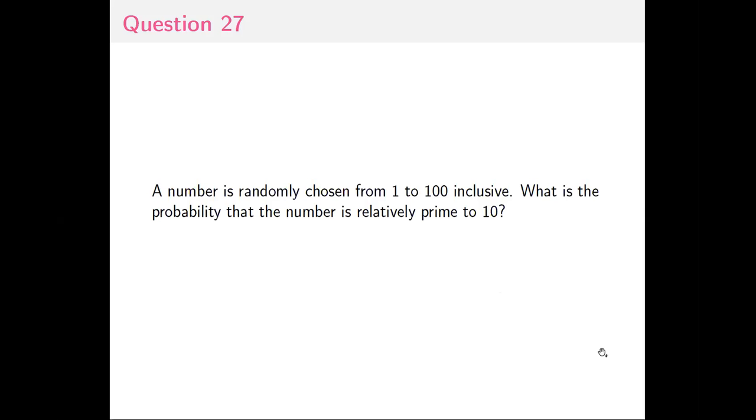Okay, next question. A number is randomly chosen from 1 to 100 inclusive. What is the probability that the number is relatively prime to 10? Catherine. I'm sorry, but that's incorrect. Richard. That is also incorrect. The correct answer is 2/5. So Catherine stays at 2, Richard stays at 1. Next question.